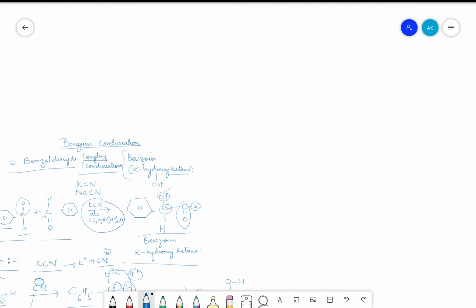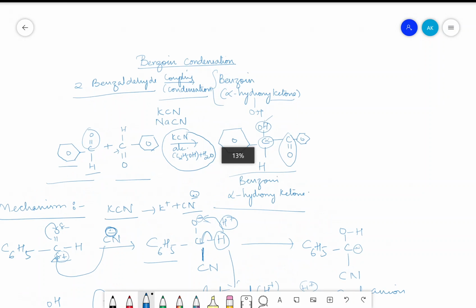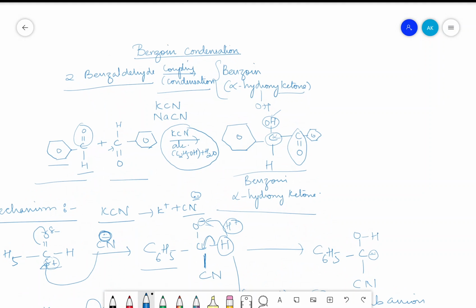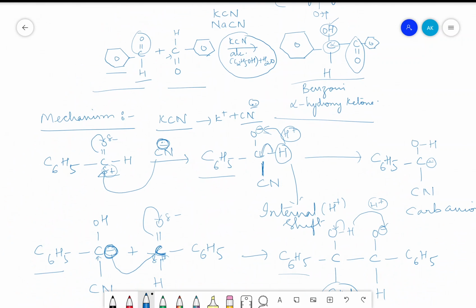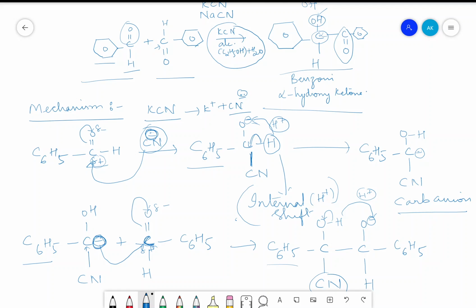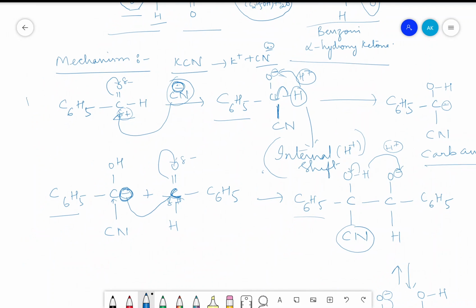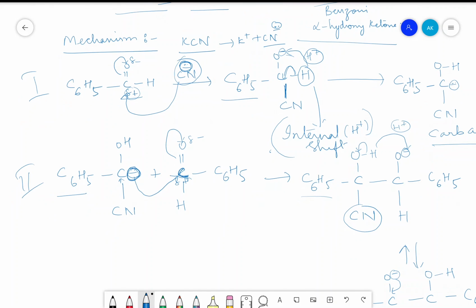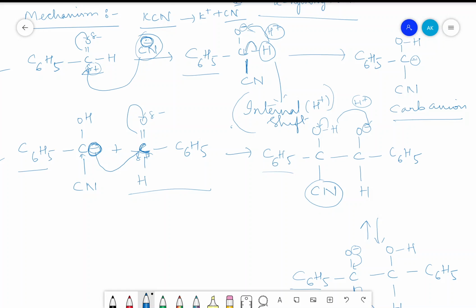Condensation occurs in the presence of alcoholic KCN, where CN minus acts as a nucleophile. It gets transferred here, followed by an internal proton shift, resulting in the formation of a carbanion. This is the first step. In the second step, the carbanion undergoes condensation with another benzaldehyde molecule to form an intermediate, where hydrogen here is transferred, that is once again an internal proton shift or transfer.